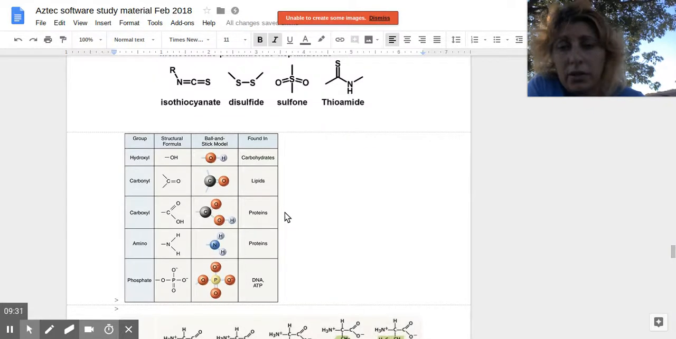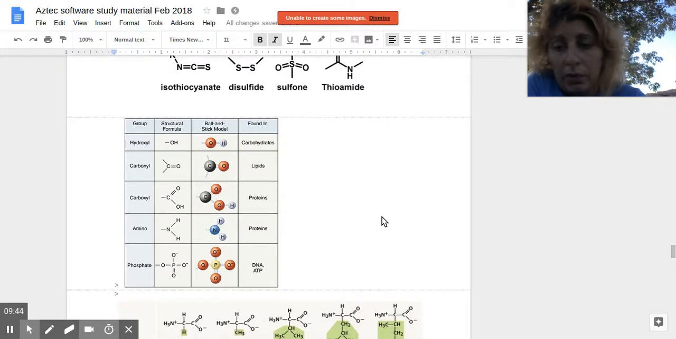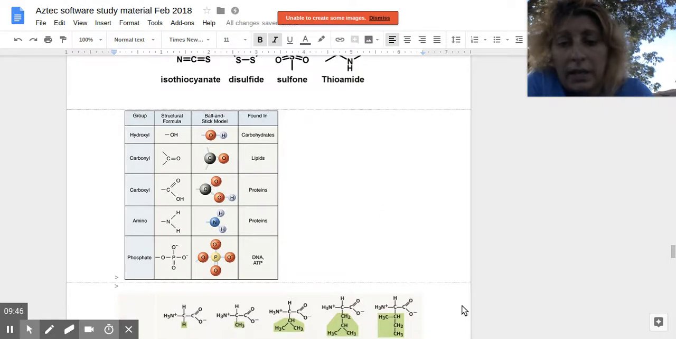Hydroxyl OH found in carbohydrates, carbonyl CO found in lipids, carboxyl in proteins, amino in proteins, NH2, phosphate in DNA and ATP, P and 4 oxygen atoms.